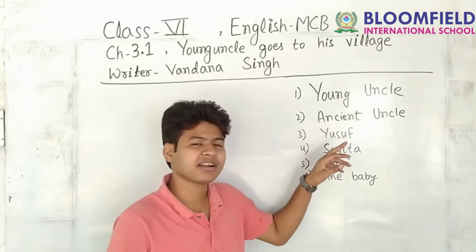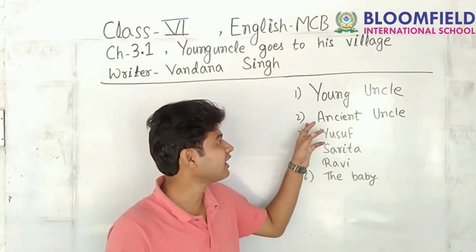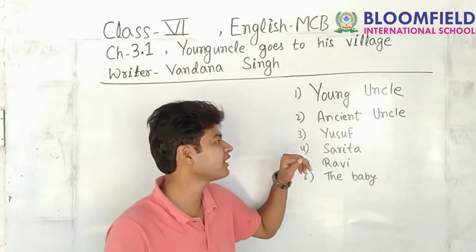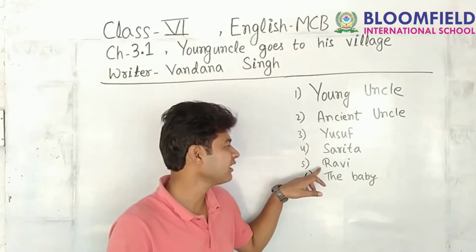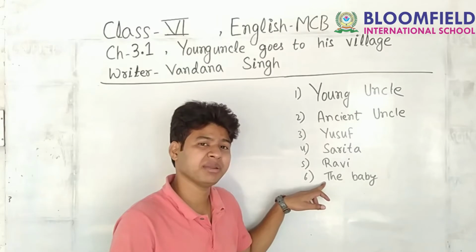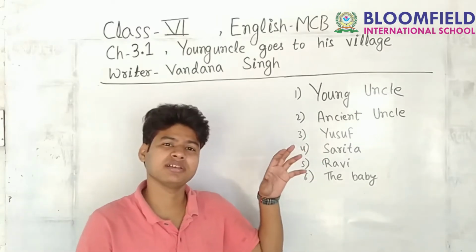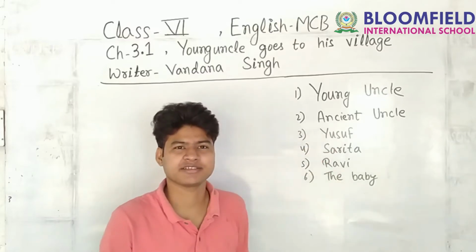and ancient uncle. Ancient uncle is the uncle of young uncle, and Yusuf is the friend of young uncle, and then Sarita, Ravi and the baby, they are the niece and nephew of young uncle. So the whole story revolves around these characters.